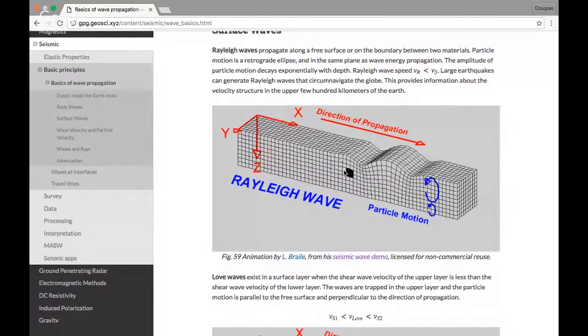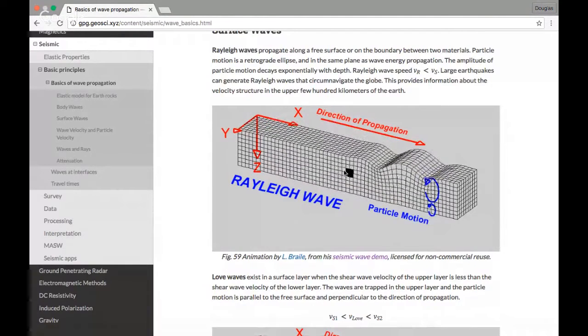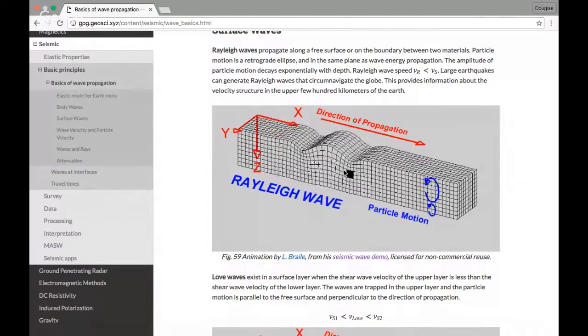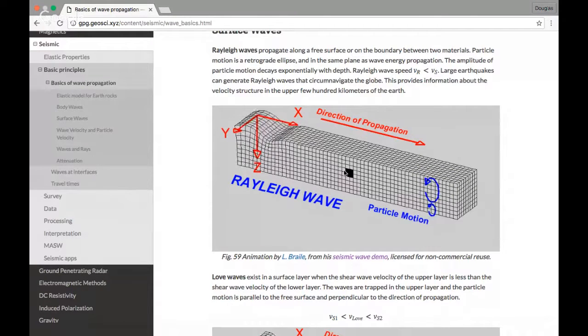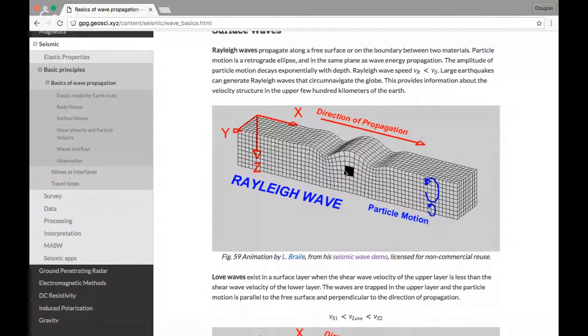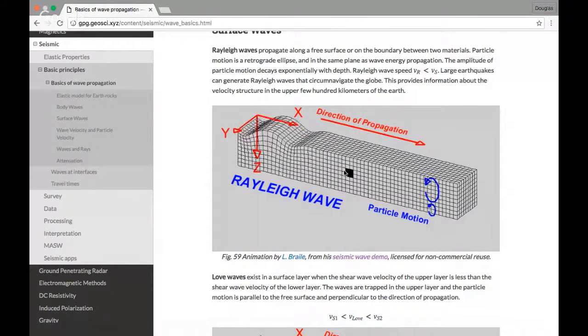And this is a manifestation of that. The wave travels along the surface. The amplitude decreases as you go down in depth. And the particle motion is a retrograde ellipse. So if you looked at any particular particle, it's actually going around like that. Sometimes they show examples where you've got a little cork sitting on water, and you can see that it just goes around like that. So that's the Rayleigh wave, its velocity and particle motion.